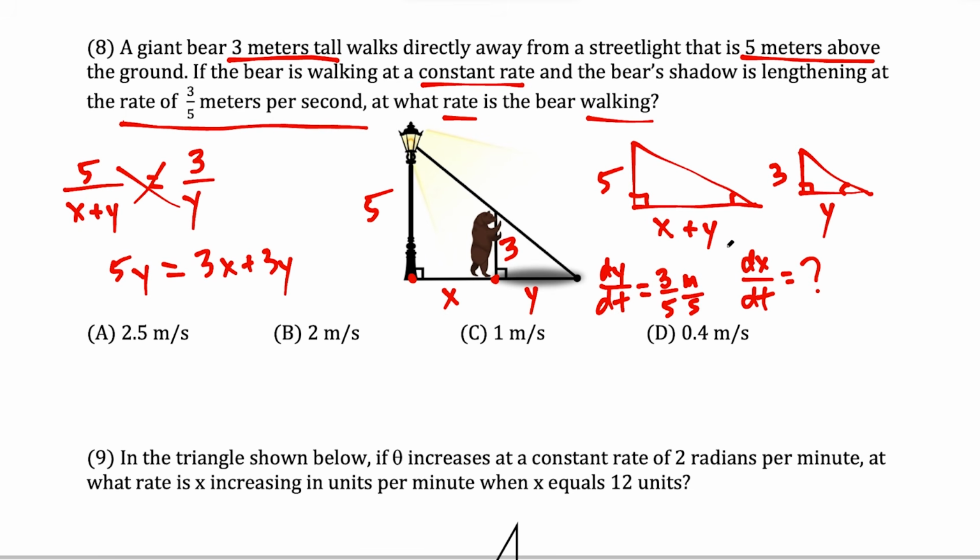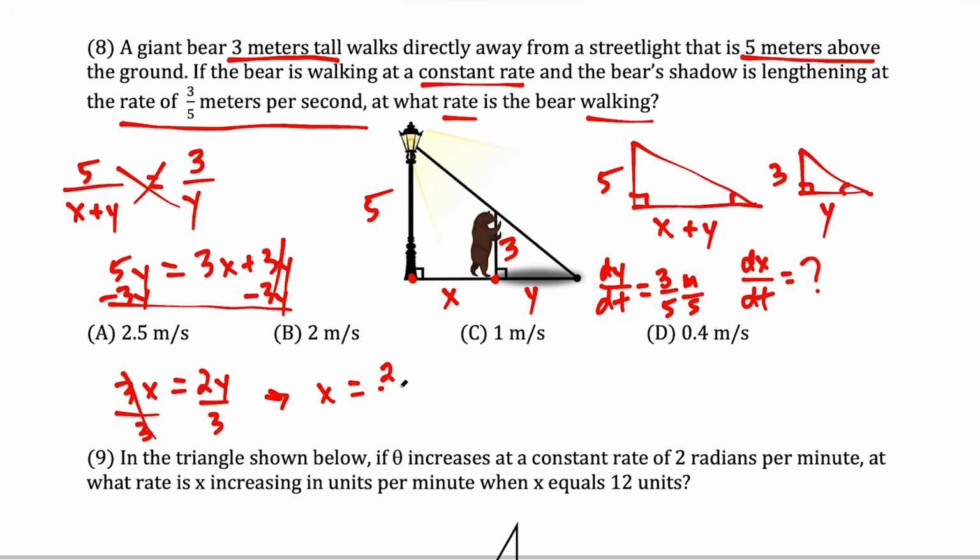So what that tells me, if we want to find dx/dt, I'm going to solve this equation for x. So I would start here by subtracting 3y on both sides. And if we do minus 3y on both sides, we're going to have 3x is equal to 2 times y, and then solving for x, we're just going to divide both sides by 3. And that tells us that x is equal to 2/3 y.